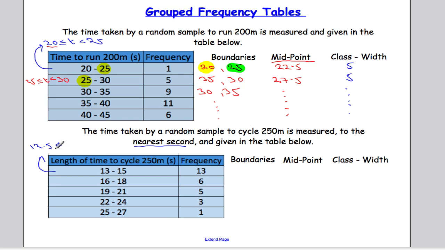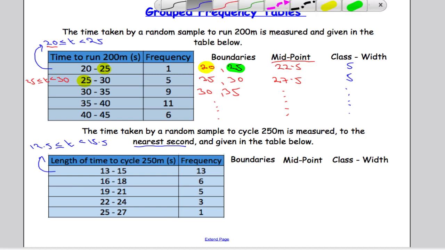So the lowest bound could have been less than or equal to 12.5, could be less than or equal to the time, which could in turn be less than, well, how high could it have gone? It could have gone up as far as 15.499999, etc. But we'll just say it must be certainly less than 15.5, because if it was 15.5, what would happen? You'd actually be in this class interval here.